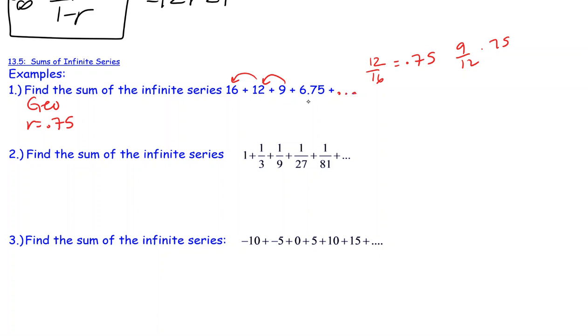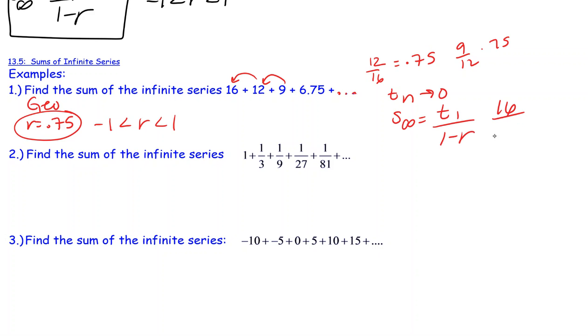It doesn't look like it quite yet, but these numbers are getting smaller and smaller because my multiplier is less than 1. This is between -1 and 1, so these terms are getting smaller. The terms are approaching 0. And in that case, I can use this formula, t sub 1 over 1 minus r. So the first term is 16 over 1 minus 0.75. And that should come out to 64.